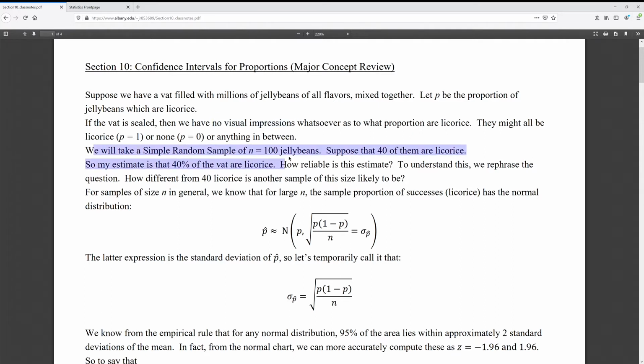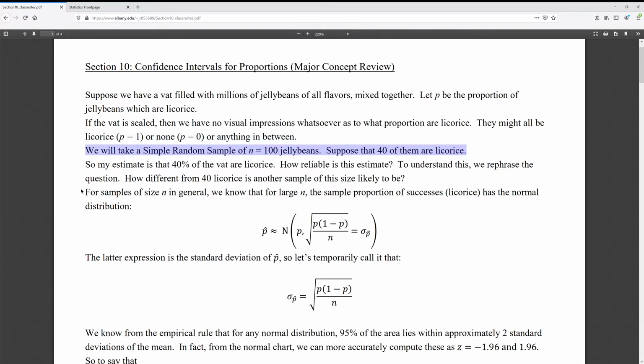Now what we'll do is we'll take a simple random sample. Again, if they're nicely mixed together, then effectively any 100 that you pull out is a simple random sample. We'll say it's a simple random sample of 100 jelly beans. We'll pick out and examine 100 jelly beans. And if the opaque vat is really going to bother you, we'll say that the jelly beans are physically identical and that we're going to eat 100 of them and we can tell by taste what kind they are. But anyway, we pick out 100 jelly beans, and for the sake of argument, 40 of them are licorice. So that's what we know.